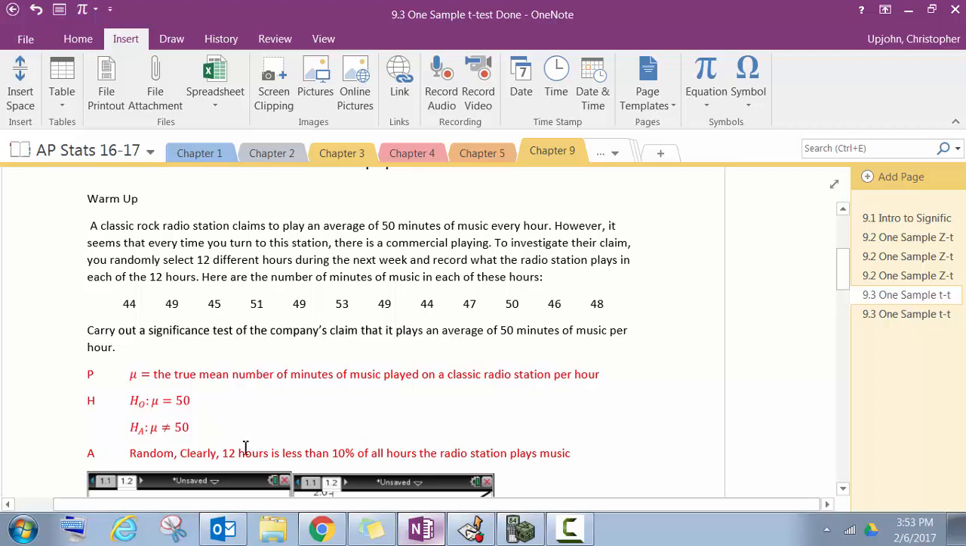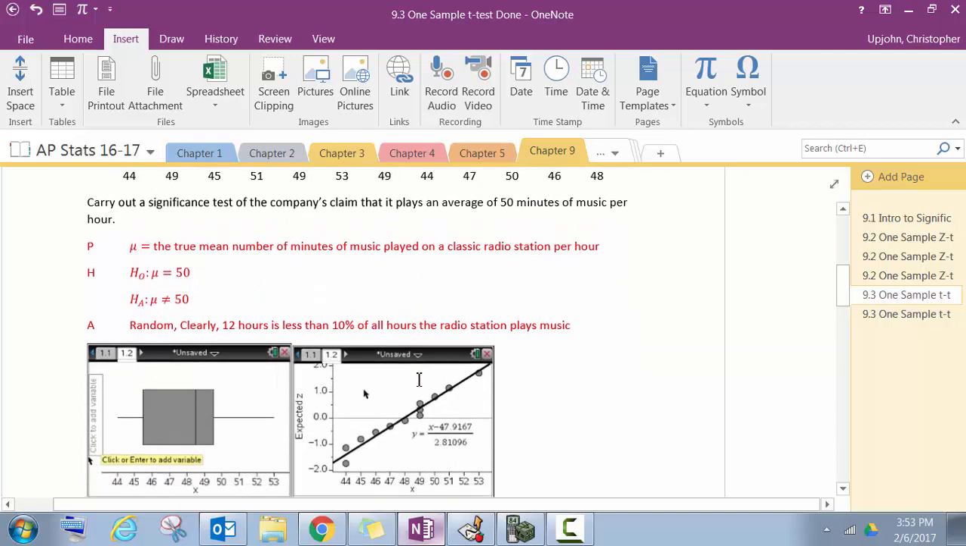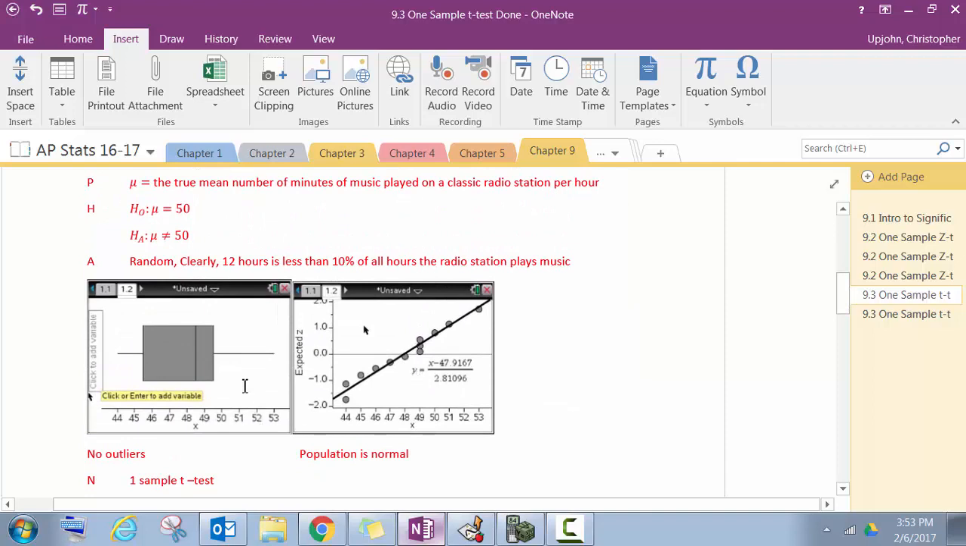10% rule, clearly 12 hours is less than 10% of all hours the radio station plays music. And then, well, we only have 12 pieces of data. So that's not 30, so by the central limit theorem we can't do that. So what we do is what we did last chapter, create a box plot and a normal probability plot.